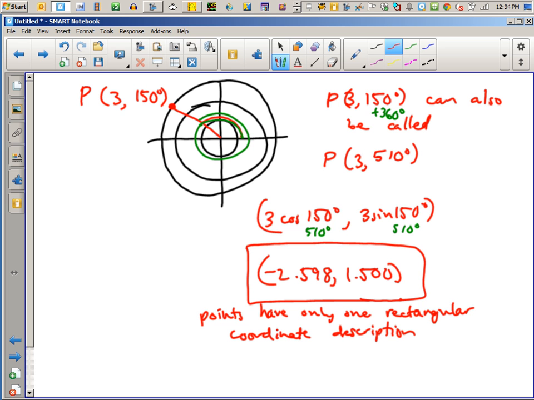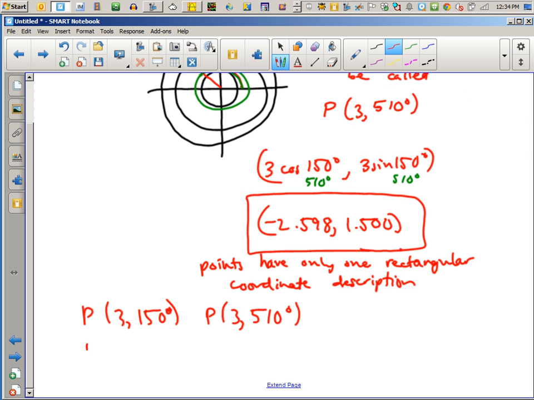But we've already seen that point P in the polar world has multiple names. We've already said that it has 3, 150. We said that it has 3, 510 as a name. They're exactly the same point. Can you think of others? So you should pause the video and play around with this. What other ways could you describe it?